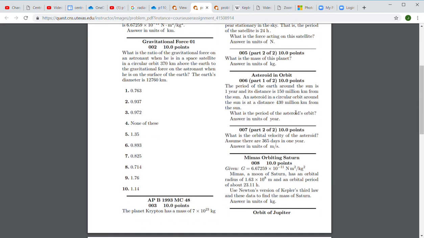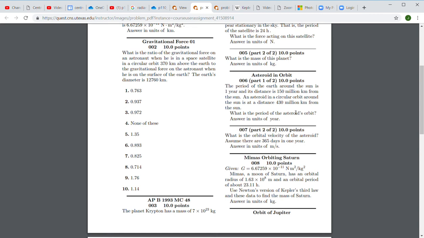Problem 6, asteroid in orbit. The period of the Earth around the Sun is 1 year, and the distance is so many kilometers from the Sun. An asteroid in a different circular orbit around the Sun has a certain radius. What's the period of the asteroid's orbit?